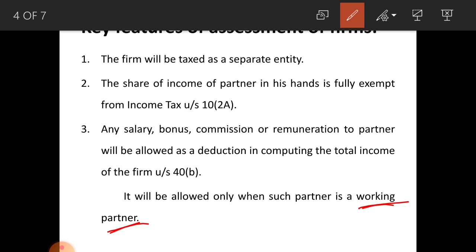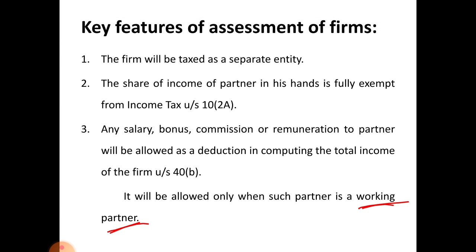In assessment of individuals you studied that salaries, remuneration, bonus, commission, anything earned from the firm is taxable in the hands of the individual, and in the firm it should be allowed as a deduction. Why? Because these are expenses to the firm. Here partners are working for the firm as working partners, and any return given to them must be deducted from the total income of the firm as expenses to the firm. This is the third key feature of assessment of firms.